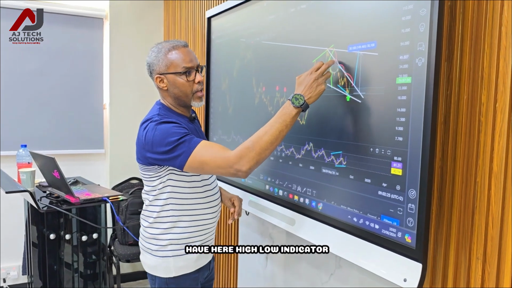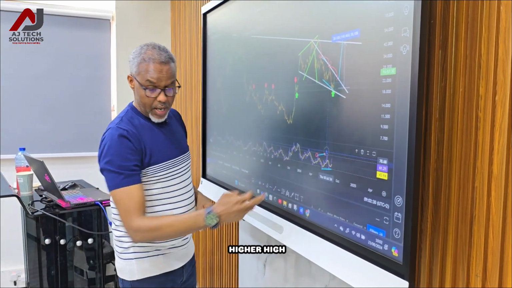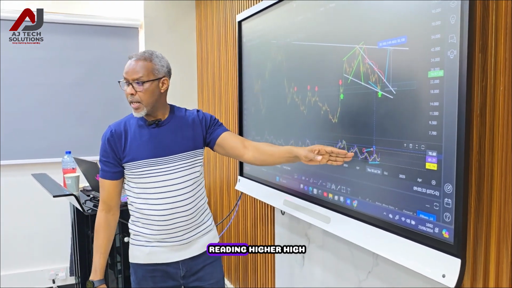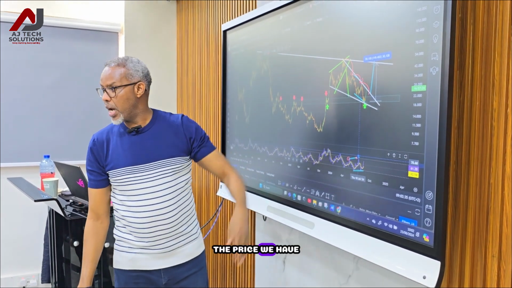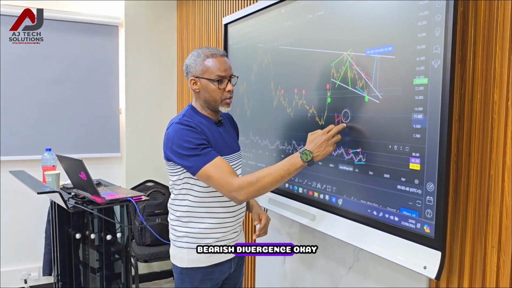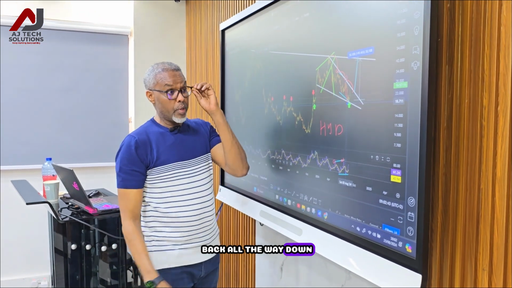Now we have here high, low, and the indicator has low, high, higher high. When the indicator is reading a higher high and the price has a high, then a lower high, we call it hidden bearish divergence. Okay, and the market dropped back all the way down.